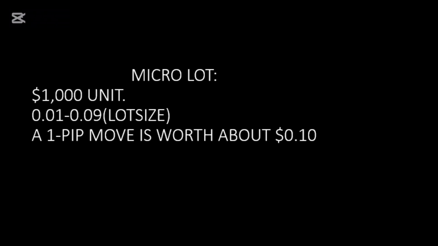Okay, so now we have the micro lot. The micro lot is 1,000 units of the base currency. The micro lot is from 0.01 to 0.09 lot size. So if you're taking a trade and you're using 0.01, know that you're using a micro lot. A 1 pip move is worth about $0.1, whether it's going against you or in your direction.